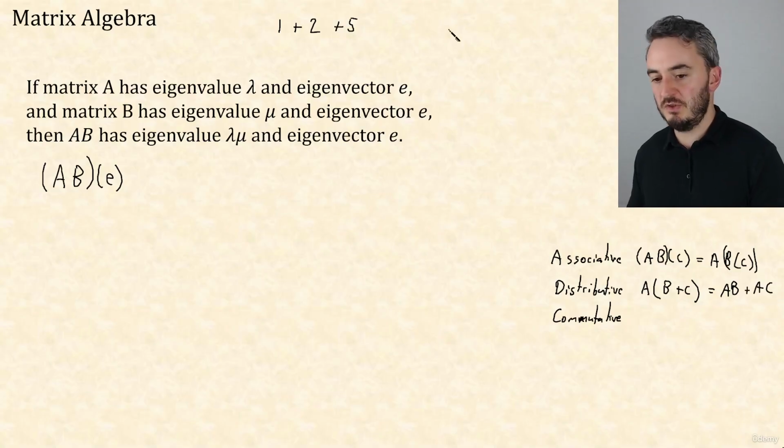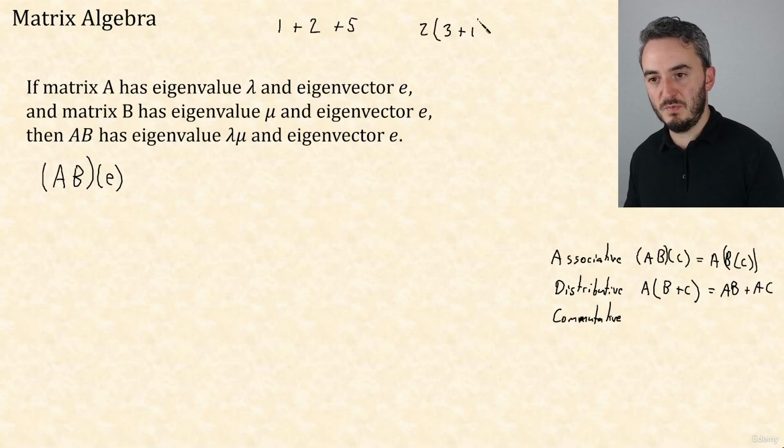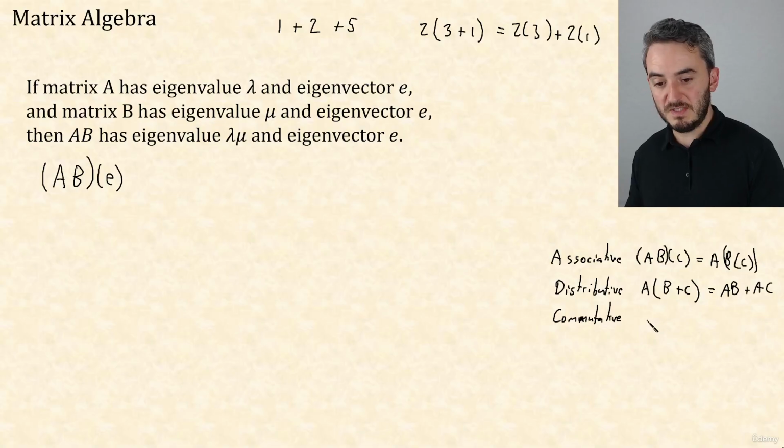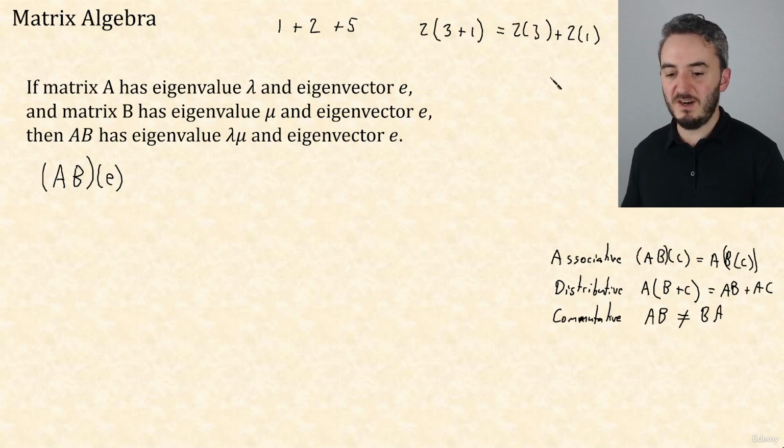So multiplication is distributive because 2 times (3 plus 1) is the same as 2 times 3 plus 2 times 1, but it's not commutative. So with matrices in general, AB is not the same as BA. Of course, numbers are commutative if you're adding or multiplying. So jargon, jargon, jargon, what does it mean?